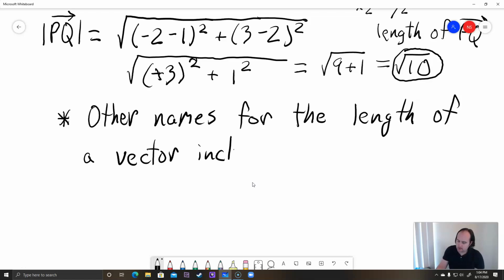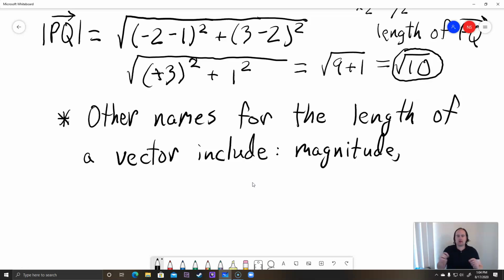Include, I mean, this might not be all of them, but these are the ones that I can think of right now. Include magnitude. The reason magnitude is the same as length is that it's the idea of how long it is, or how strong a force is. That's the magnitude of the force. So other names for the length of a vector include magnitude, norm. Norm is another name.